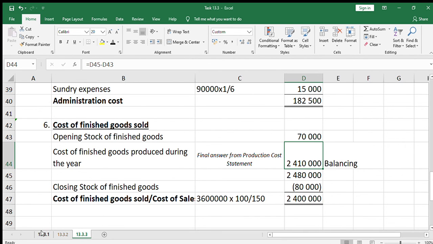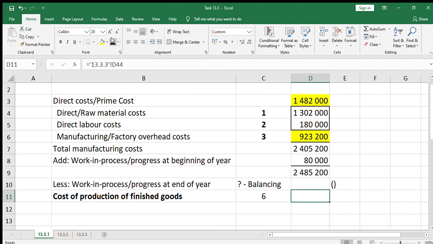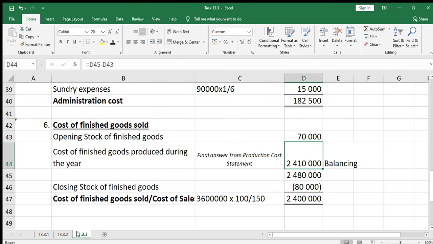We can then take it to the production cost statement, put it in here as our answer, and work backwards to finding the work in progress. So all we're going to say is 2,410,000 minus 2,485,200. That will give us 75,200, which is the work in progress at the end of the year. That figure wasn't given to us, which is why it's the balancing figure. Now if you look at the notes, we are complete with all of the notes.